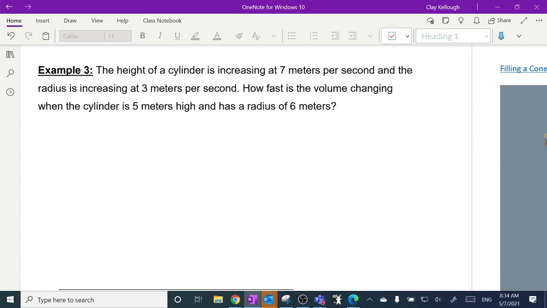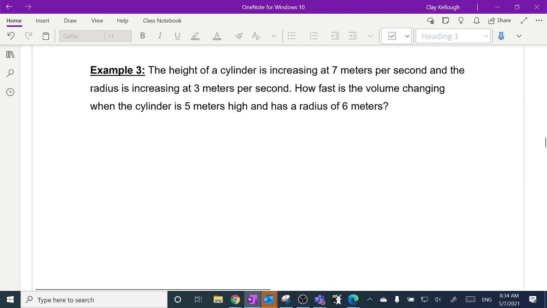The height of a cylinder is increasing at 7 meters per second, and the radius is increasing at 3 meters per second. And what we would like to do is find out how fast the volume is changing when the cylinder is 5 meters high and has a radius of 6 meters. Again, the change in volume is not a constant. So we just want that snapshot. We want that instantaneous slope of how much it's changing at this point when the radius is 6 and height is 5.